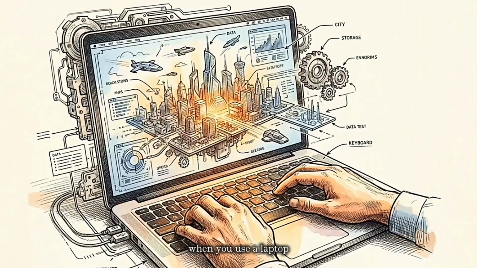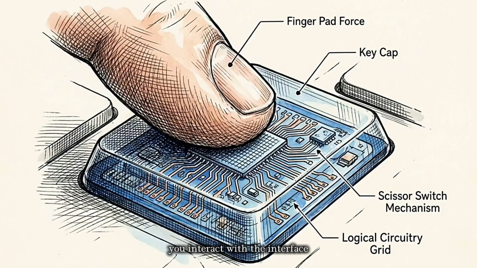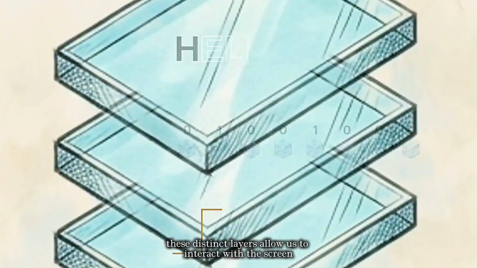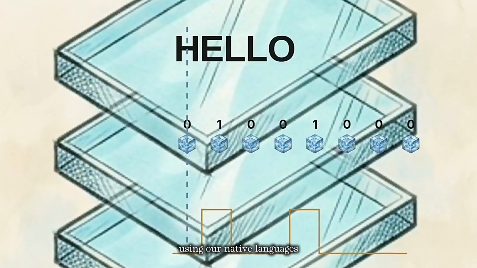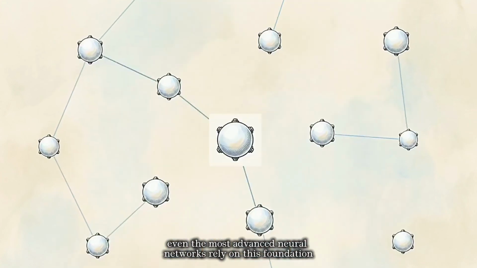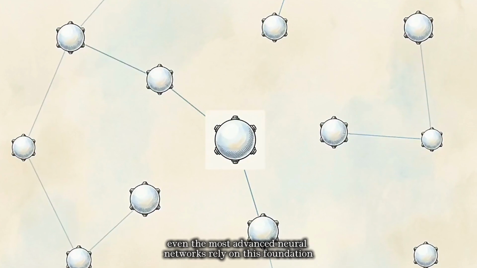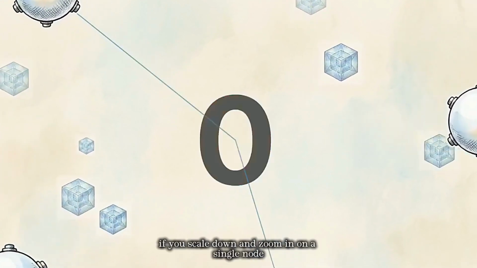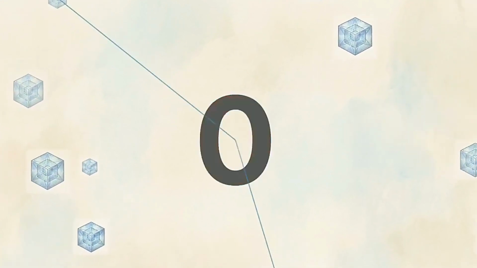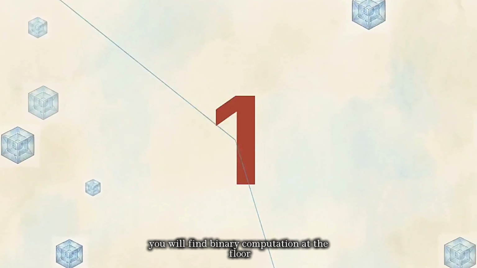When you use a laptop, you are interacting with the very top of this layered system. You interact with the interface without needing to consider the billions of microscopic switches flipping underneath your fingers. These distinct layers allow us to interact with the screen using our native languages, instead of the machine's native voltage. Even the most advanced neural networks rely on this foundation. If you scale down and zoom in on a single node, you will find binary computation at the floor.